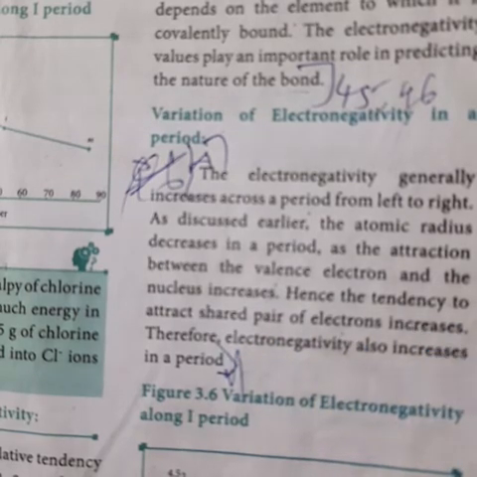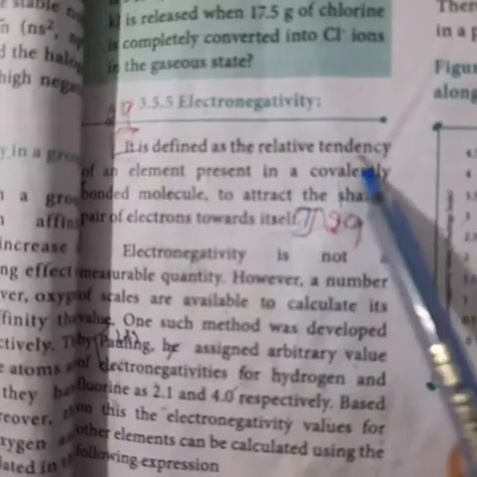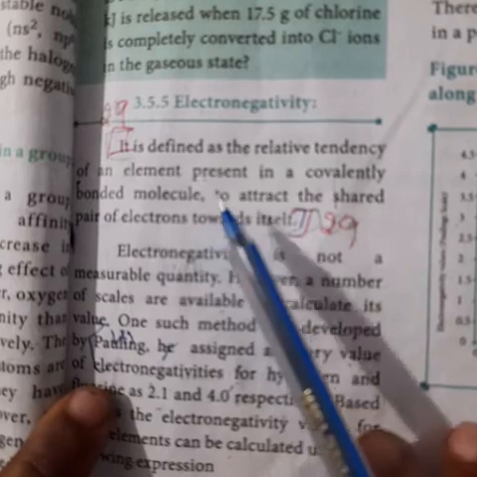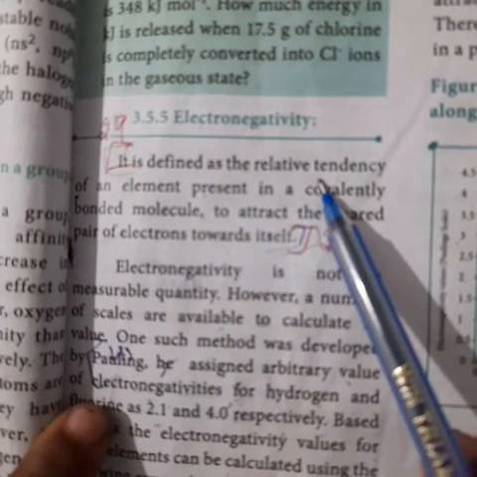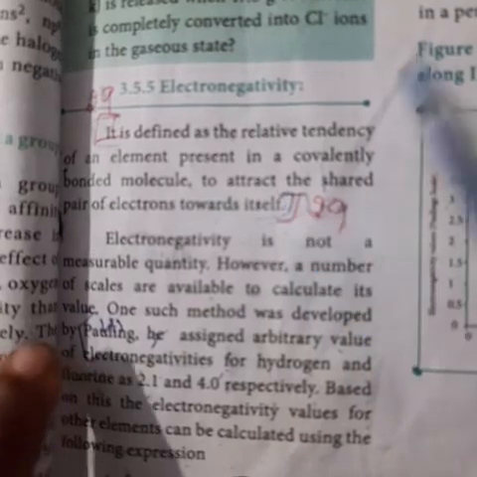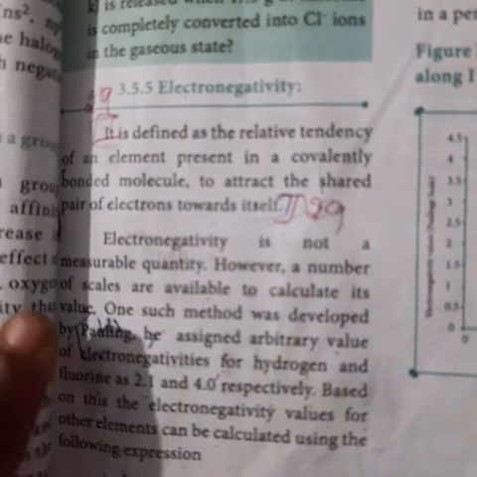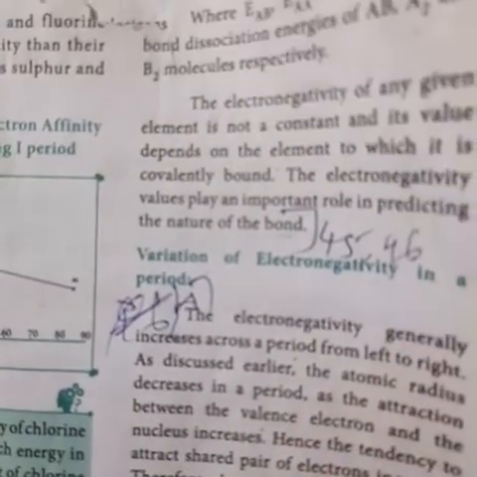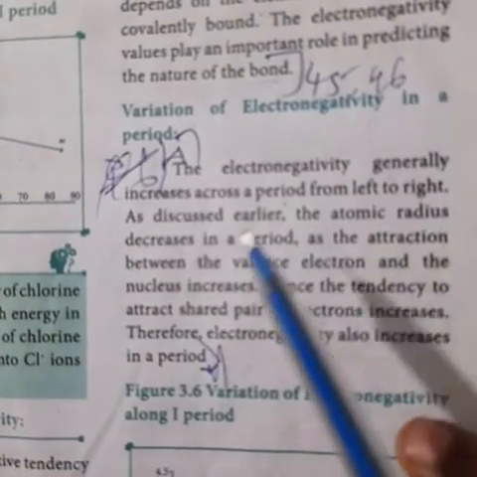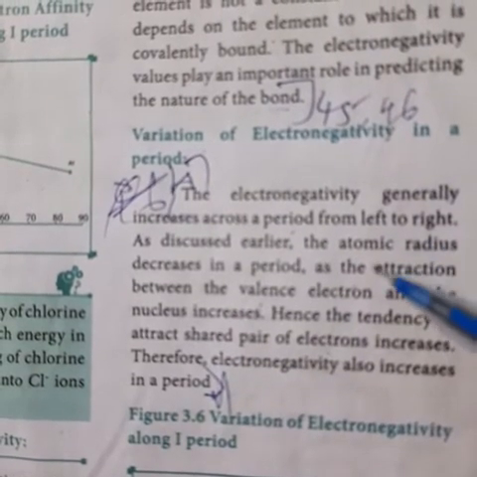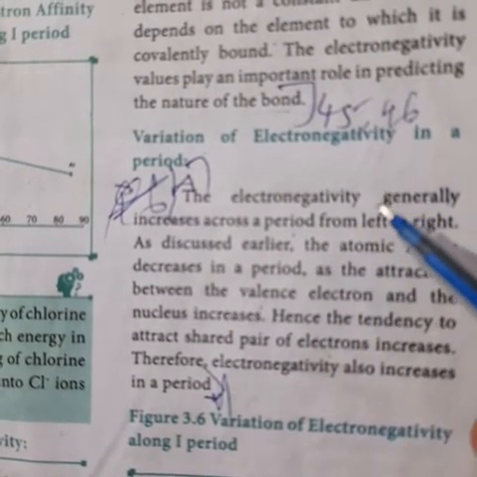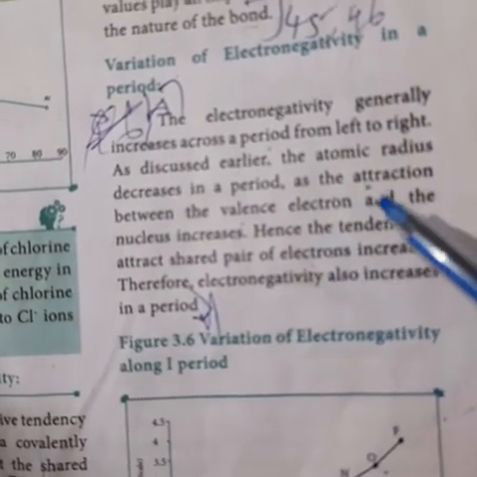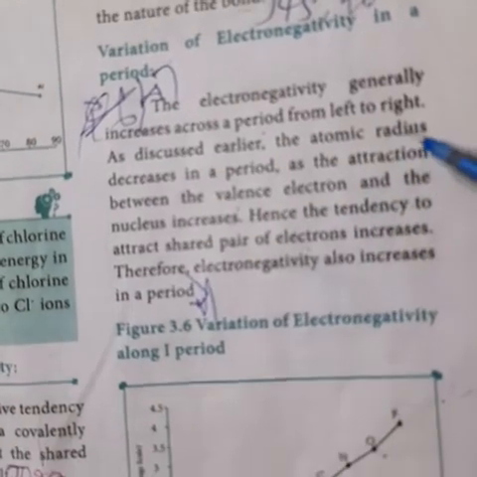What do you mean by electronegativity? It means the tendency of an element present in a covalently bonded molecule to attract the shared pair of electrons towards itself. So when we are moving left to right, the atomic size decreases and the nuclear charge also increases. So there is a greater attractive force between the nucleus and outer electrons, and it can easily attract the shared pair of electrons towards itself.